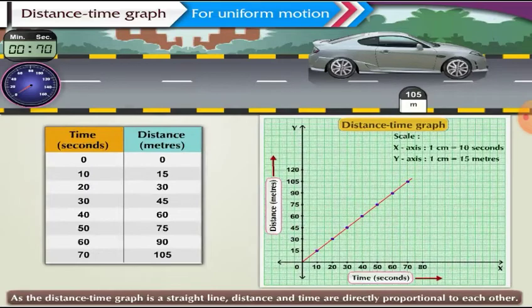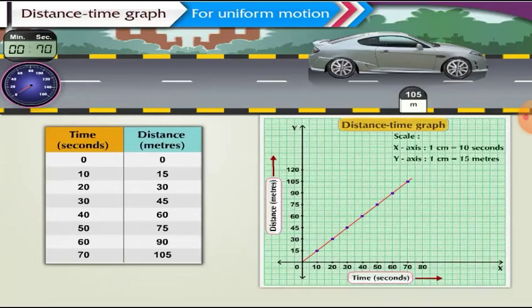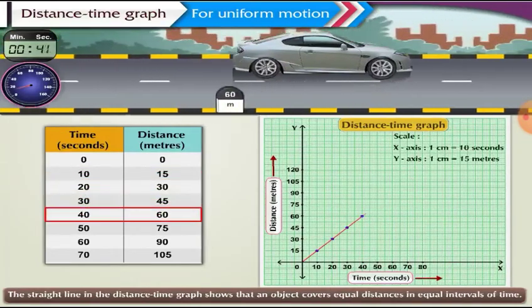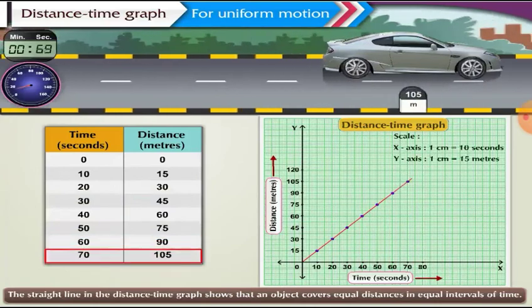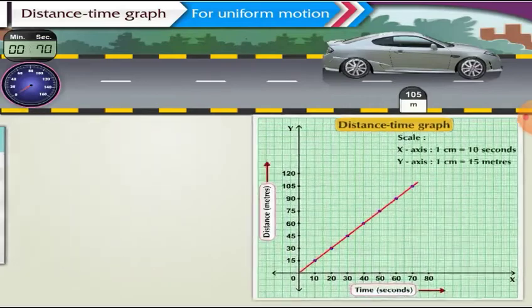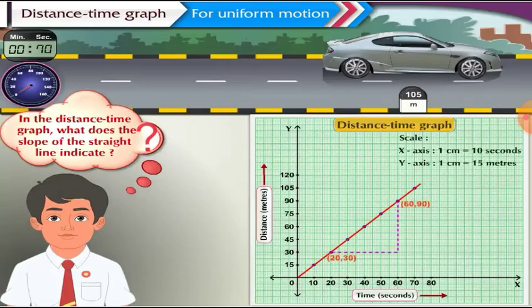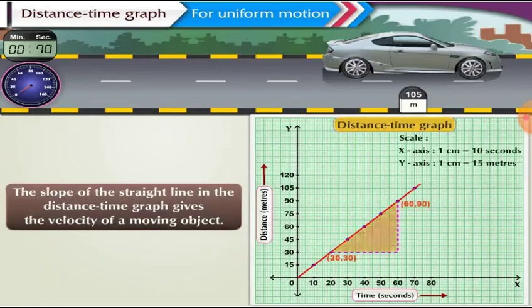Since the distance-time graph is a straight line, it is clear that there is a direct proportionality between distance and time. The straight line in the distance-time graph shows that an object covers equal distances in equal intervals of time in case of uniform motion. Now, can you tell, in this distance-time graph, what does the slope of the straight line indicate? The slope of the straight line in this distance-time graph gives the velocity of a moving object.